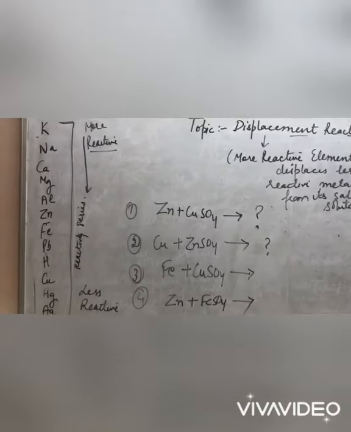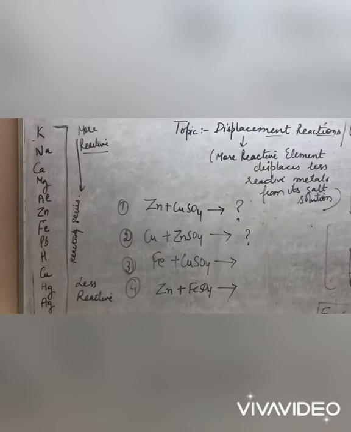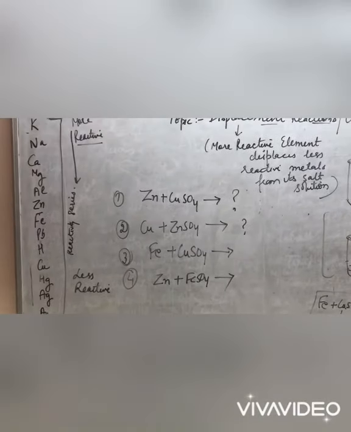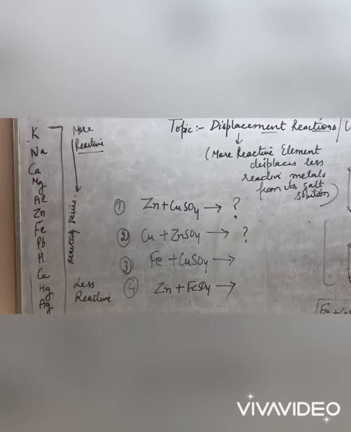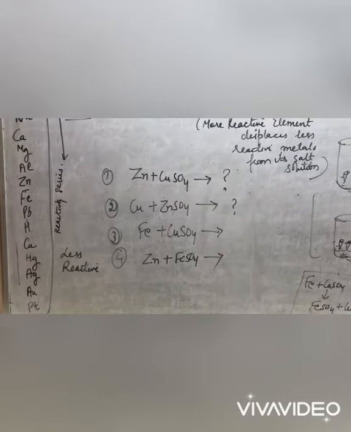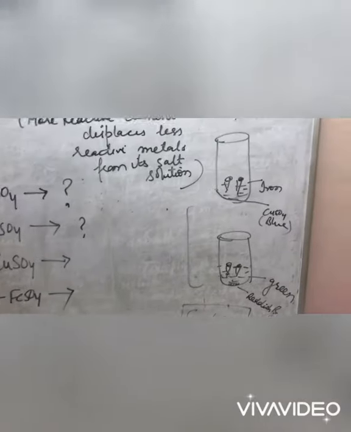So you can see here there is a reactivity series at the left corner. In that you can see there are many metals and they are in the decreasing order of their reactivity. That is, the more reactive metal is at the top and the least reactive metal is at the bottom. And in this corner you can see there is a very small activity.